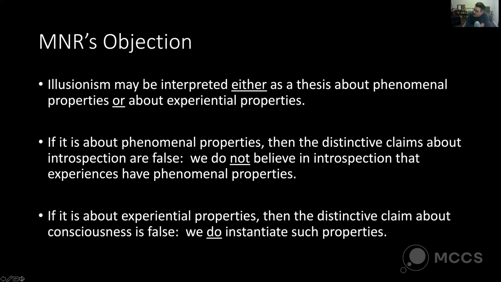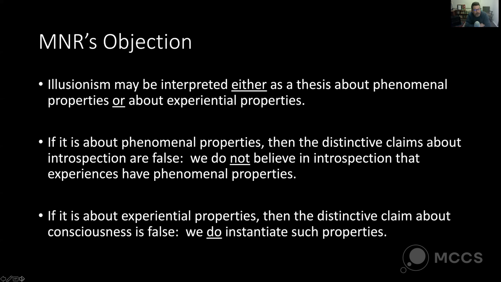Suppose first that it's a thesis about phenomenal properties, properties of events. Then I think she wants to say that the distinctive claims about introspection that the illusionist makes are false. In other words, it's not true that we believe in introspection that experiences have phenomenal properties. It's just not true. And the reason is roughly that it's a complete confusion. The whole notion of a phenomenal property is, from her point of view, a complete confusion. So it's not true that we believe in introspection that experiences have these phenomenal properties. It's a confusion to interpret introspection as telling a story of that kind about ourselves.